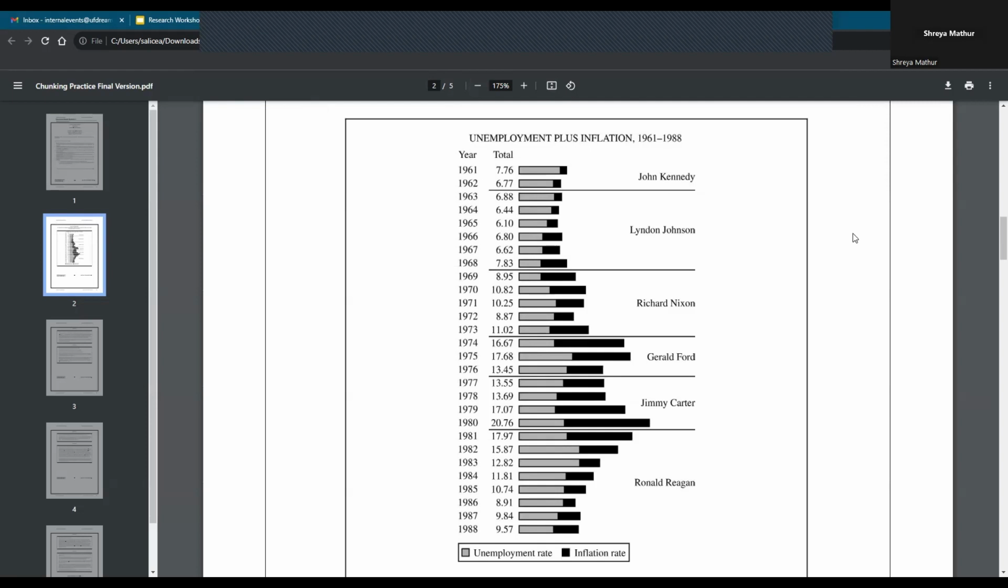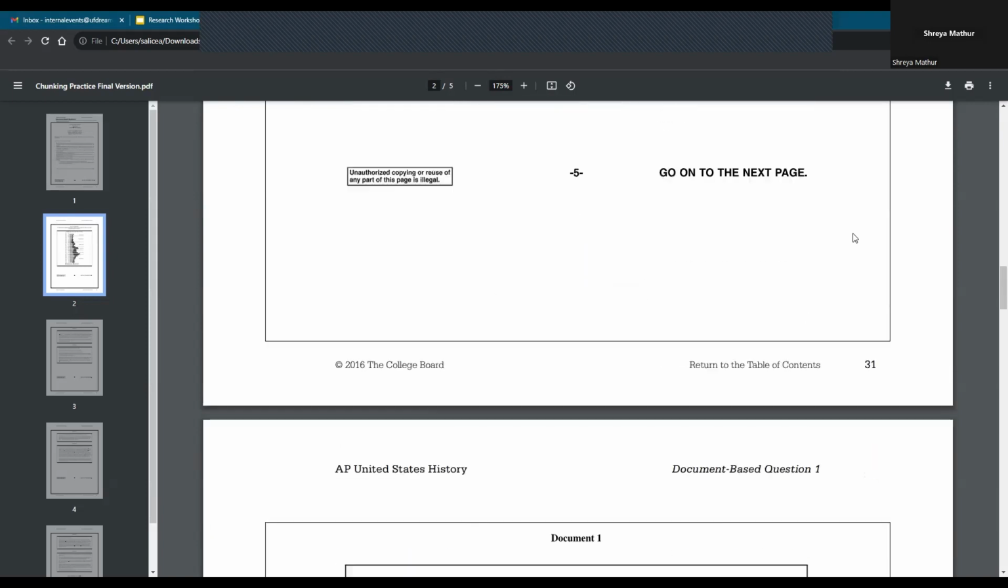If you just look at this, Jimmy Carter was a Democrat, and unemployment and inflation were very high. Then when Ronald Reagan came in, Ronald Reagan brought it down. So that's what we can write as our gist. Main point: this is showing that Republicans basically stabilized the economy. Is that something we can all agree on for this document? Okay, so what does the next one say?